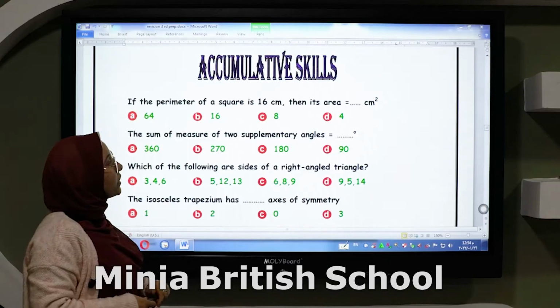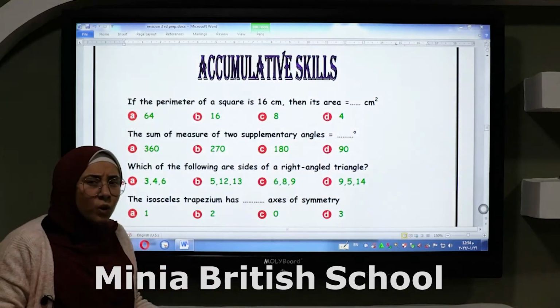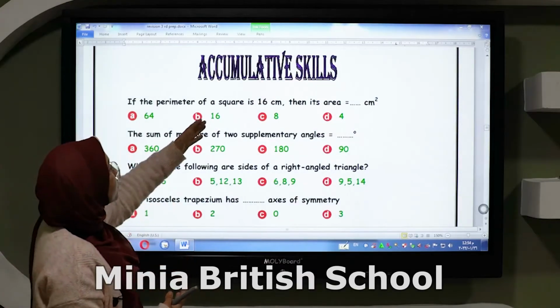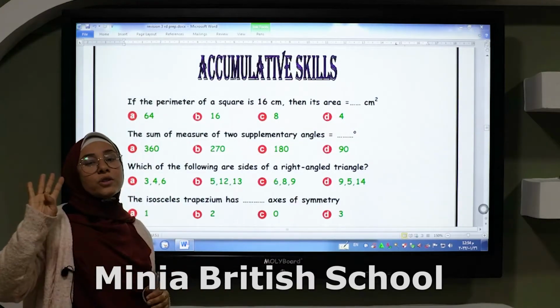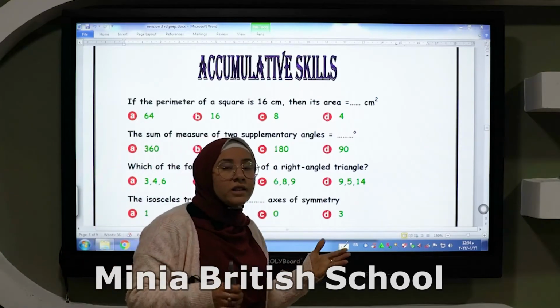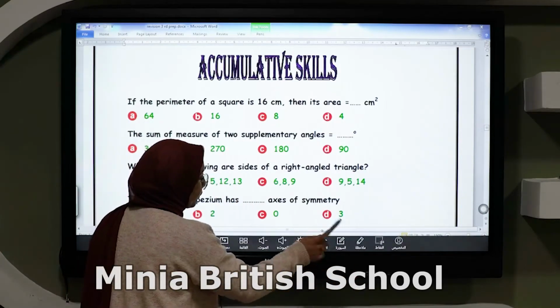If the perimeter of the square equals 16, then the area of it equals what? The perimeter of the square is side length times 4. So 16 divided by 4 equal 4. So the side length of the square is 4. Then the area, side length times itself. 4 times 4 equal 16.